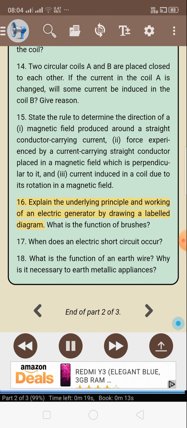16. Explain the underlying principle and working of an electric generator by drawing a labeled diagram. What is the function of brushes? 17. When does an electric short circuit occur? 18. What is the function of an earth wire? Why is it necessary to earth metallic appliances?